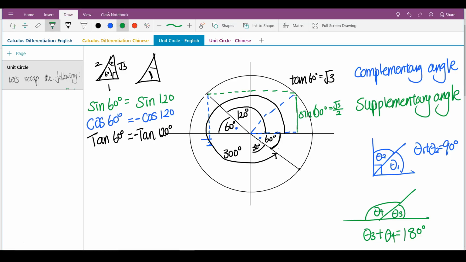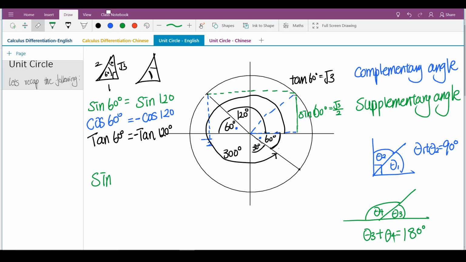Let's look at sine first. In here, this quadrant is the C quadrant, the fourth quadrant. So all the x values are positive, but all the y values are negative. All right, so sine 300.